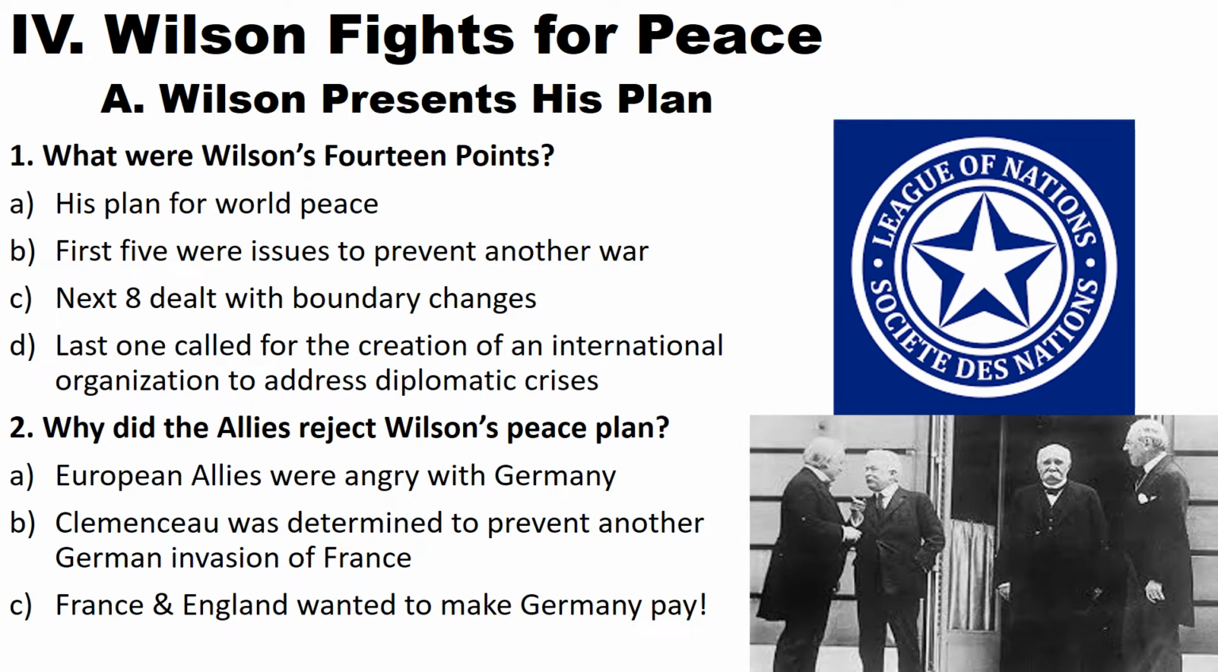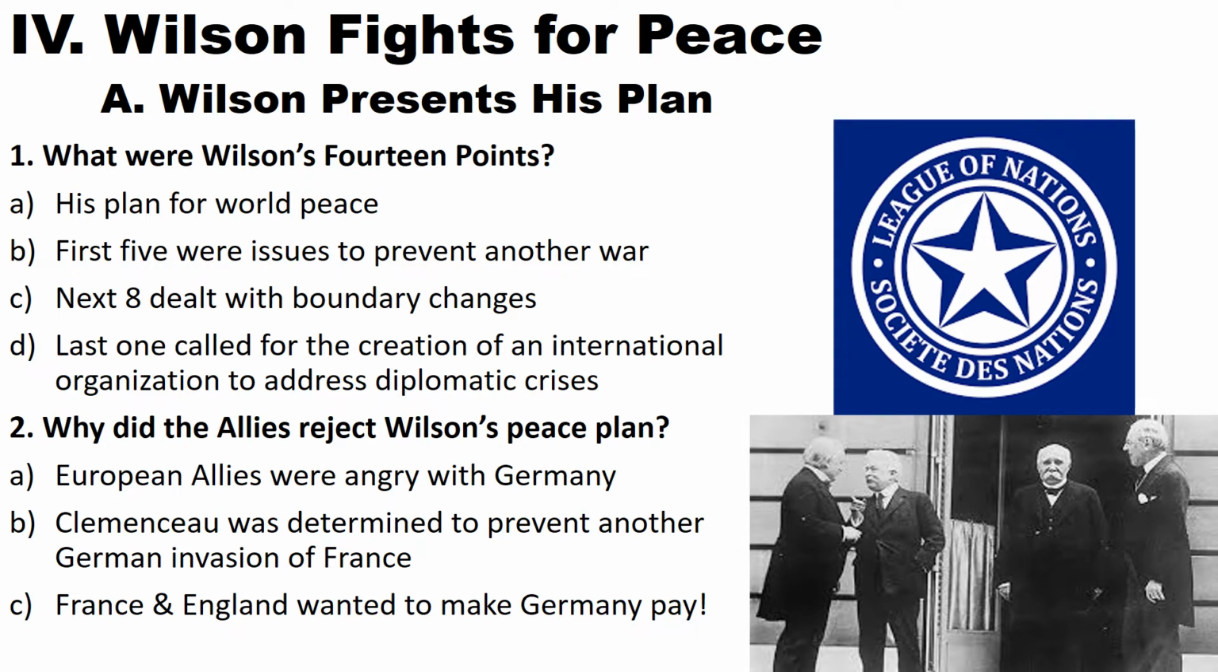Such as no secret treaties among nations, freedom of the seas, tariffs had to be lowered, arms in countries should be reduced, and there should be specific colonial policies allowing these colonies to become independent nations. So those are really the first 5.